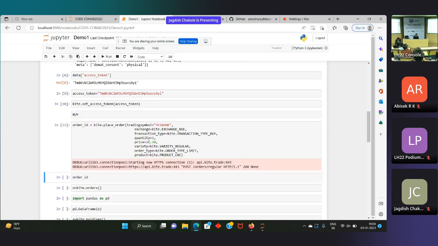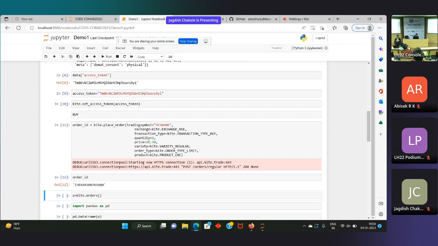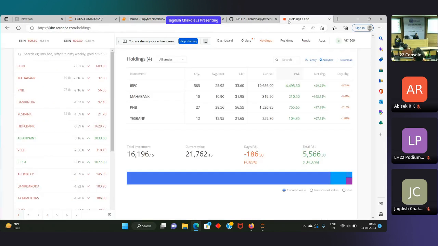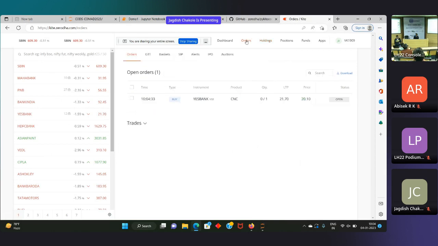So I place the order, and this is my order ID. My account is independent of this, but the order is placed. I hope you are able to see that one order is created and the status is open because the price is not met yet. Whenever it is met, the order will be executed. If at the end of the day the price is not met, then the order will be cancelled.